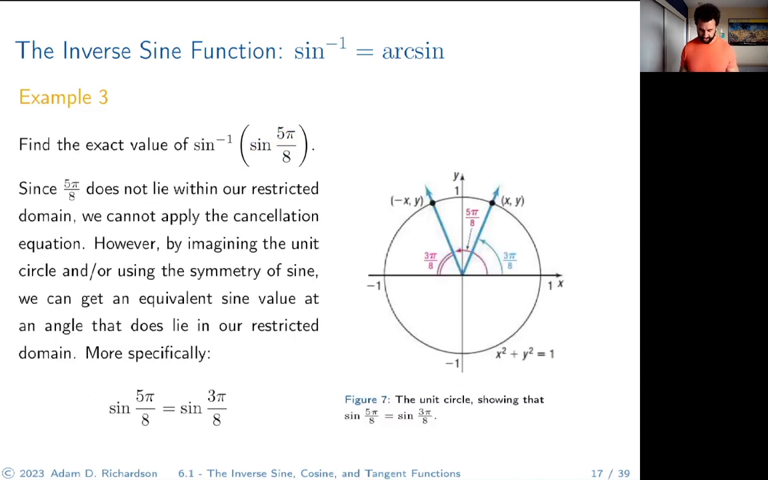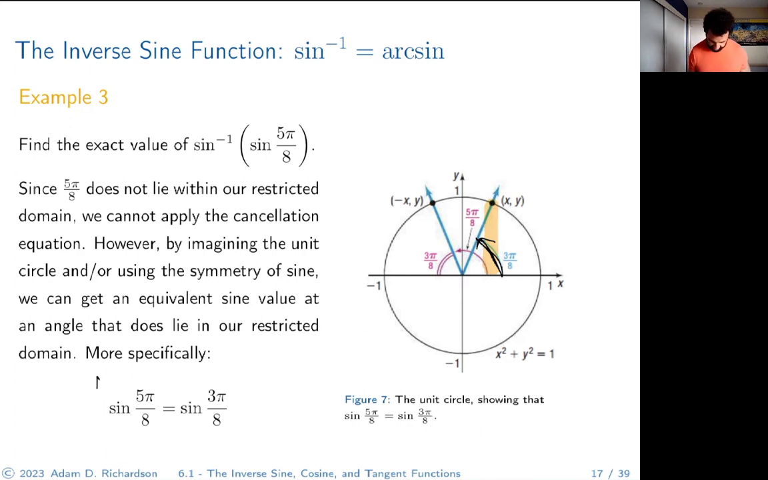So let me go to the better picture and we can make more sense of it. Yeah, so this picture is much nicer, but you can see that this angle right here is 5 pi over 8. And that gives us this vertical displacement, but that vertical displacement is identical to this vertical displacement right here, and this angle is the angle 3 pi over 8.